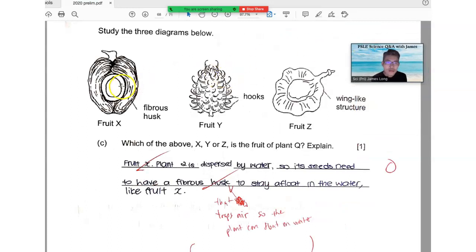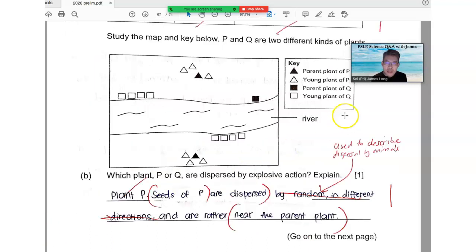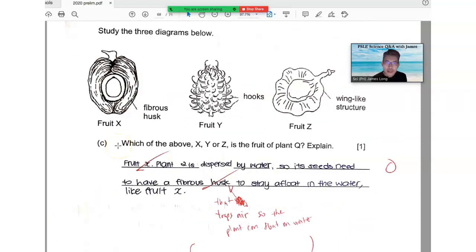Now, how about this one? Right now you have three diagrams, X, Y, and Z. This has fibrous husks, this has hooks, this has wing-like structure. Which is the fruit of plant Q? We recap that plant Q disperses by water, so there must be some characteristics. The characteristics include a waterproof outer covering, a fibrous husk that traps air so it can float on water, and so on. But here we need to depend on the picture for evidence. There's no labeling that says this is a waterproof outer covering, so we cannot use that. We can use fibrous husk, but we have to mention its function, that it traps air so it can float on water.